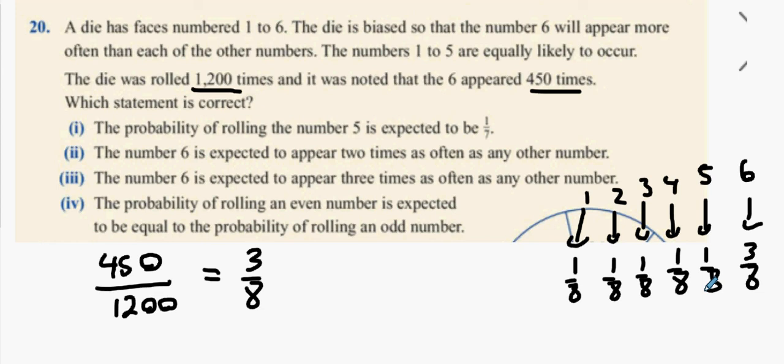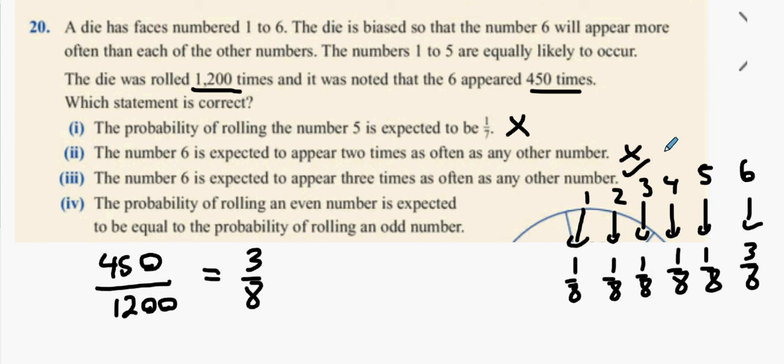Just give me a second. Probability of rolling the 5 is expected to be a 7th. No. The number 6 is expected 2 times as often as any other number. No, it's expected 3 times as often as any other number. 1/8 versus 3/8. The number 6 is expected to appear 3 times as often as any other number.